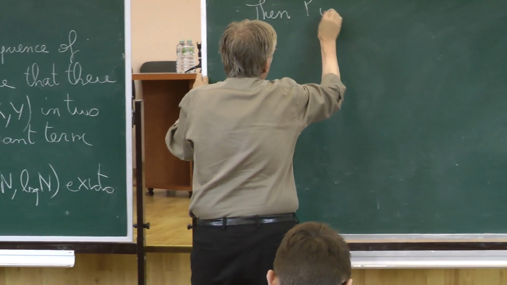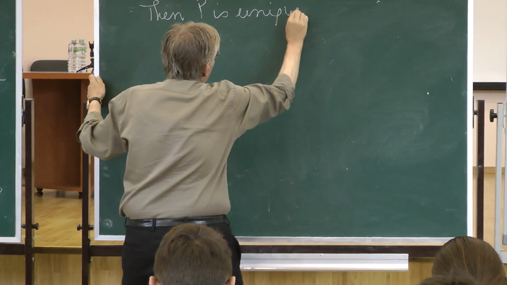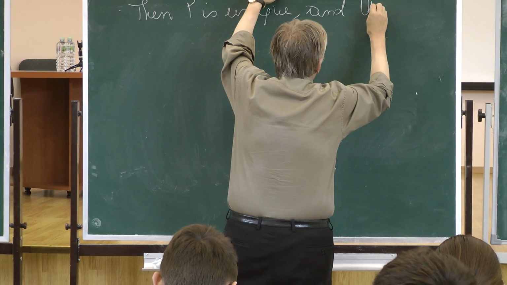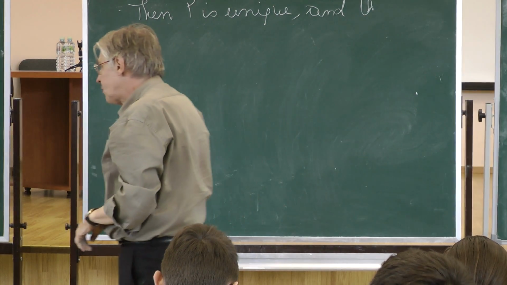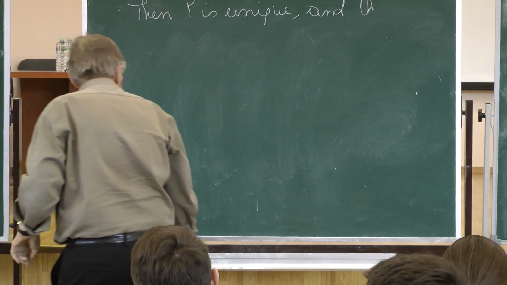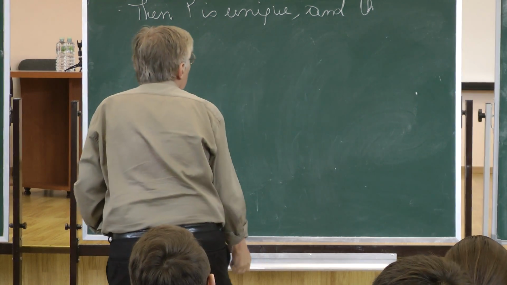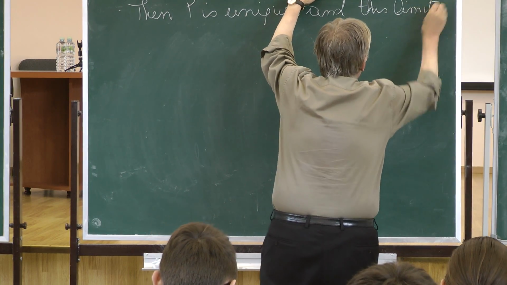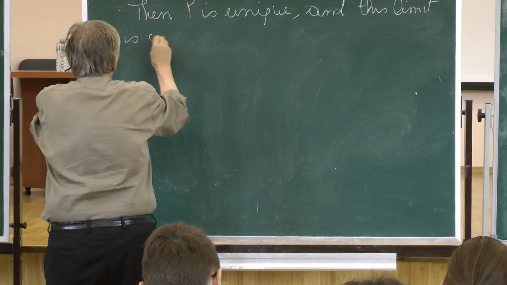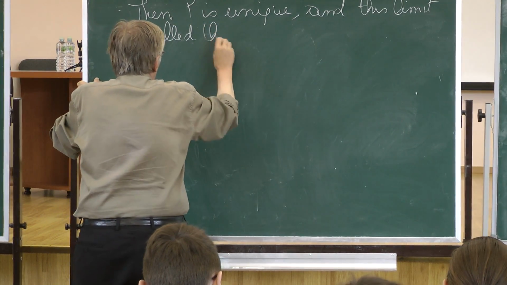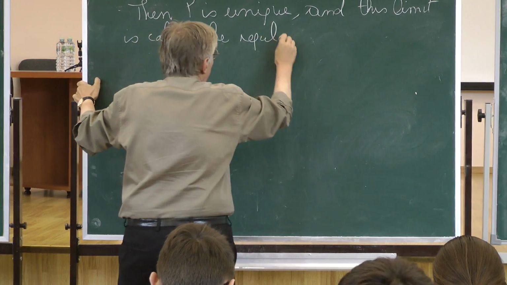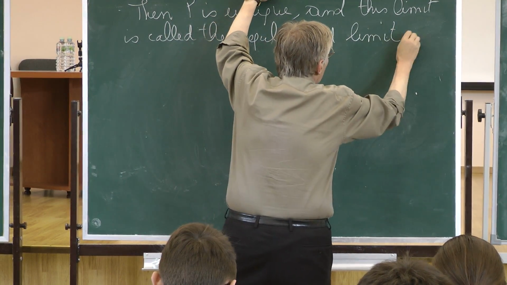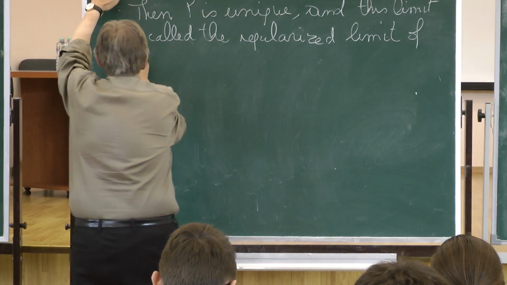Then P is unique, and this limit is called the regularized limit of the sequence u_n.